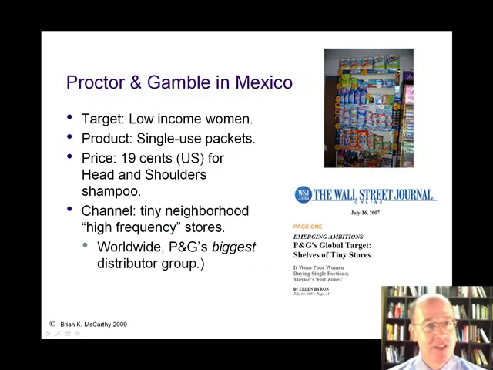Here's an example. Procter & Gamble is one of the very biggest consumer product companies in the world and one of the most successful, and they still rely very, very heavily on their channel partners. And it's not just places like the big grocery stores and Walmart. Take this example from their business in Mexico. With a target market of low-income women and a product of single-use packets, a price point of around 19 cents US, for example, for a single-use packet of Head & Shoulders shampoo, Procter & Gamble's channel are the tiny neighborhood high-frequency stores, which worldwide are Procter & Gamble's biggest distribution partners.